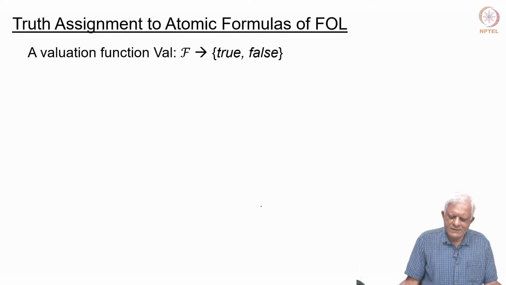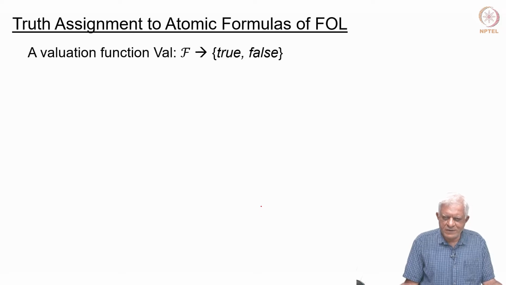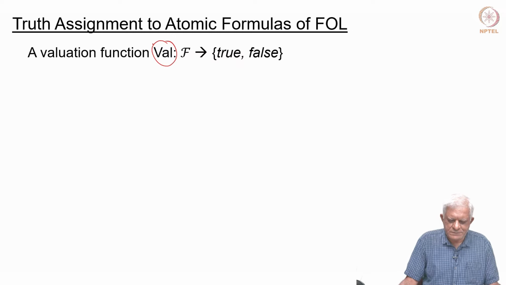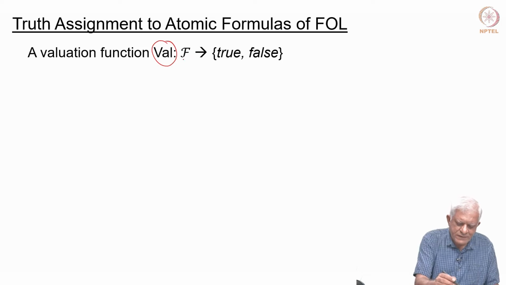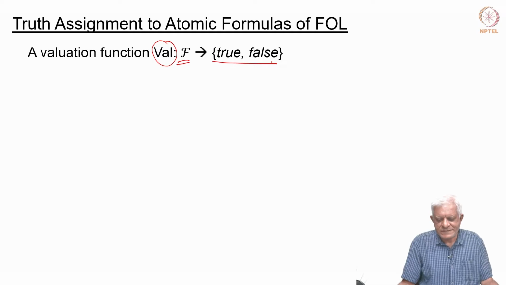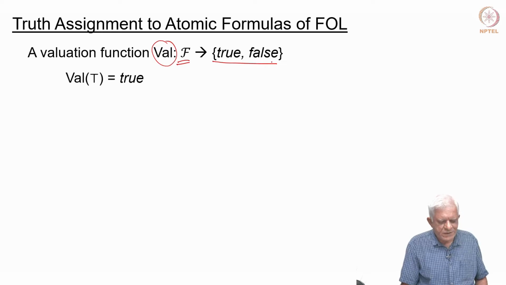So, like in propositional logic, we are now trying to define a valuation function. Now, we are calling it val, like Shakespeare said, a rose by any other name is just as sweet. It does not matter what the name is essentially. So, we are defining this valuation function val, which will take the set of formulas and map them to this two valued set, which is true or false for us essentially. So, essentially we want to say which formulas are true, which formulas are false.